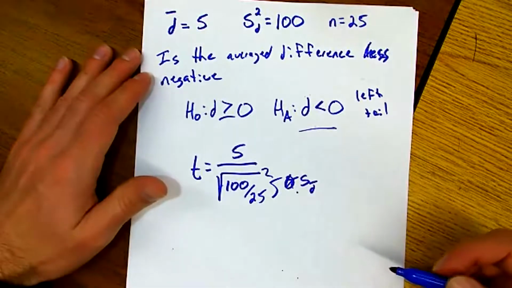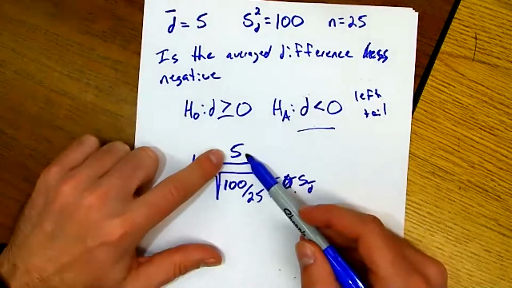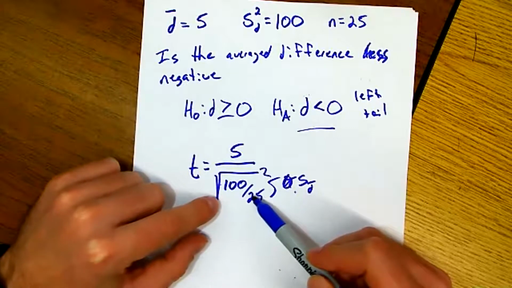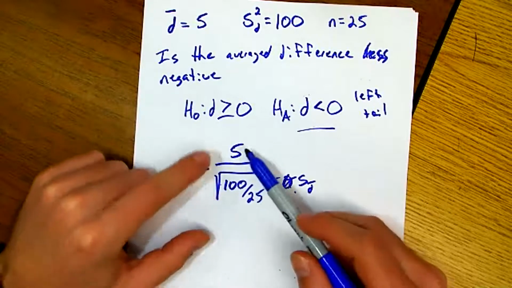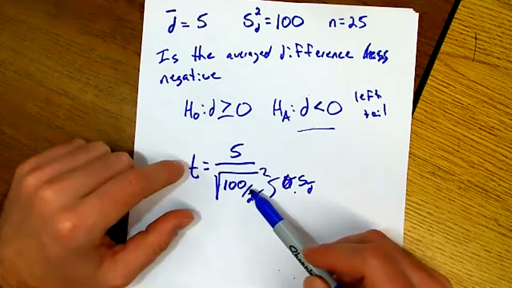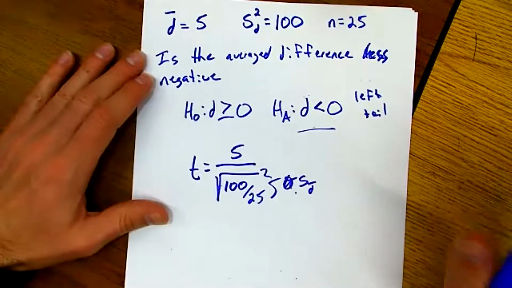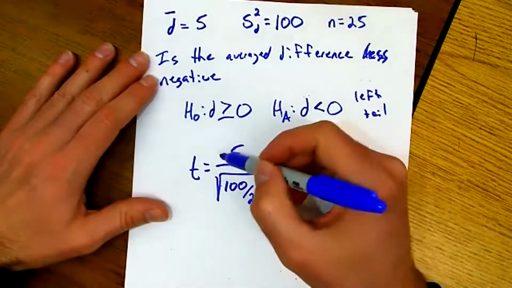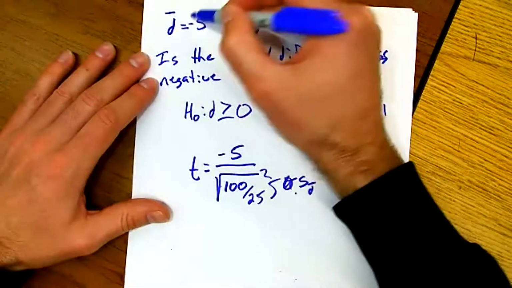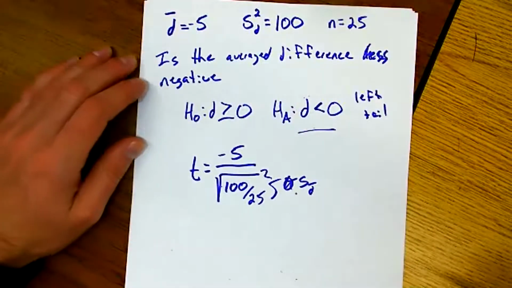The standard deviation of the difference. So the sign of the difference will always tell me the sign of the test statistic. I'm actually going to change something here because I wasn't thinking. Instead of 5, let's do -5. I want this to be a negative test statistic, okay?